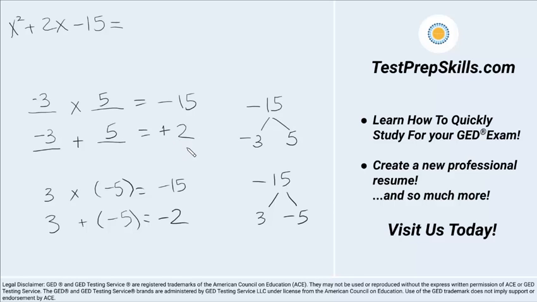So, by fluke, to be honest, we stumbled across the right factors, negative 3 and 5, the first time. Okay, it doesn't always happen. Sometimes you have to try a few different possibilities till you get it. Okay, but what does this mean?